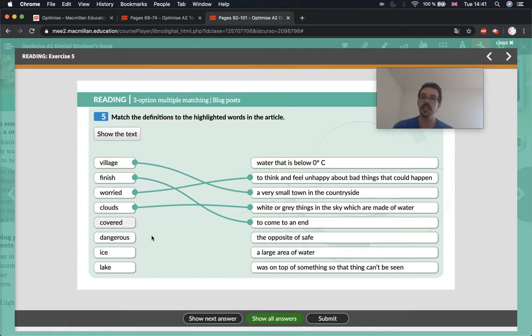Covered. If something's covered, it means that something's on top of it so that it can't be seen. So for example, I'll use my shirt and my phone. My phone is covered. I've covered the phone with my shirt. Covered.